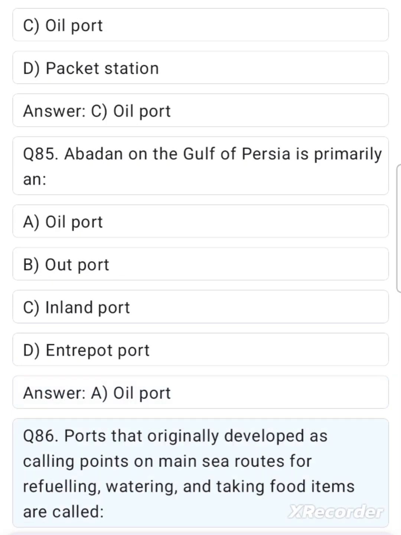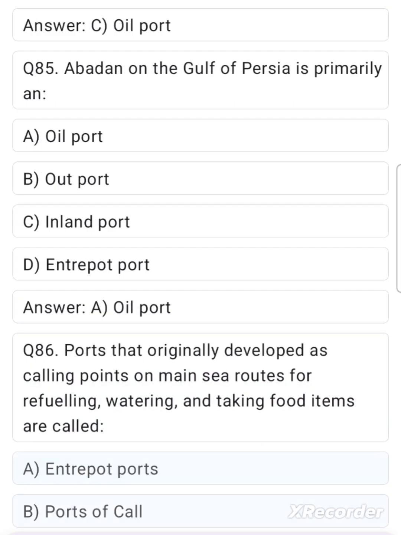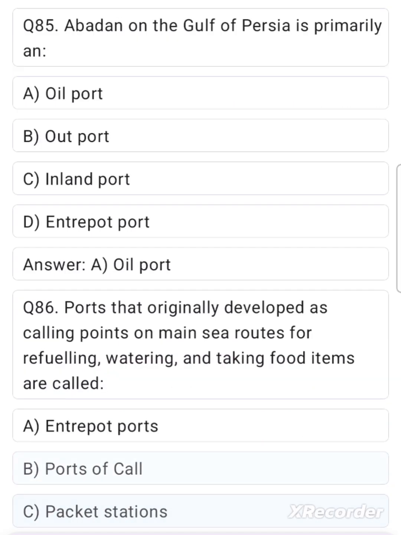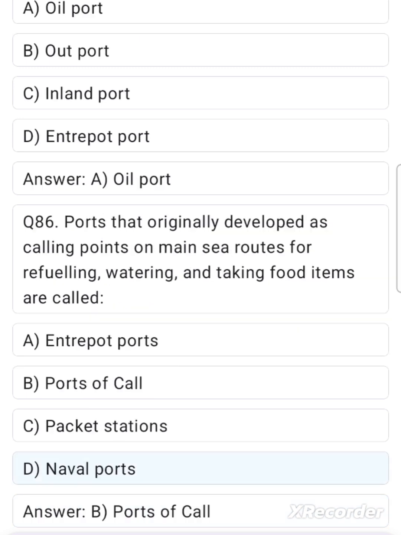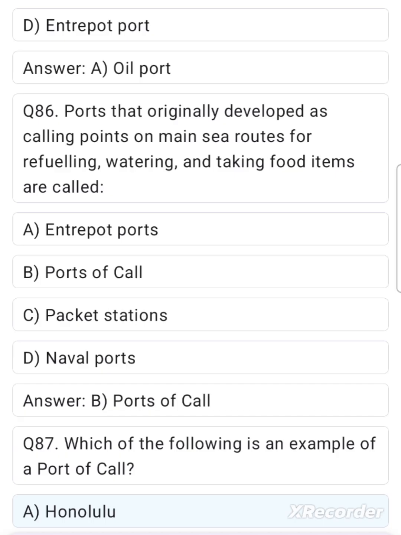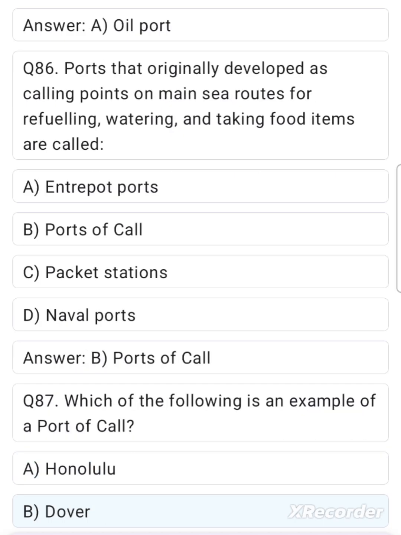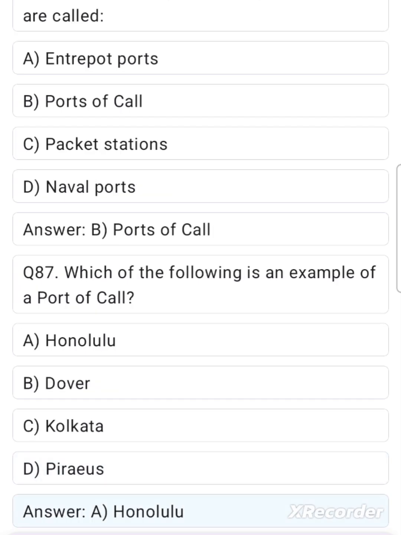Q86. Ports that originally developed as calling points on main sea routes for refueling, watering, and taking food items are called: A. Entrepot ports. B. Ports of call. C. Packet stations. D. Naval ports. Answer: B. Ports of call. Q87. Which of the following is an example of a port of call? A. Honolulu. B. Dover. C. Kolkata. D. Piraeus. Answer: A.